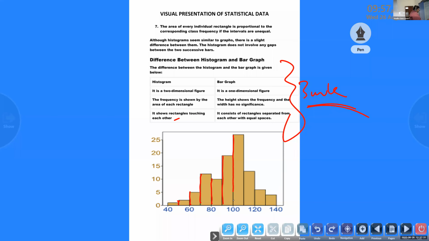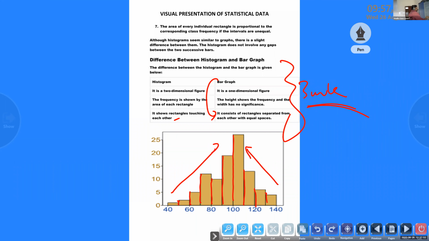You can see that here. But in the case of bar diagrams, there's a gap. We are able to find a gap. So the bar graph, you can see, consists of rectangles separated from each other with equal spaces. After the construction of a histogram, we are able to find a double-sided staircase.